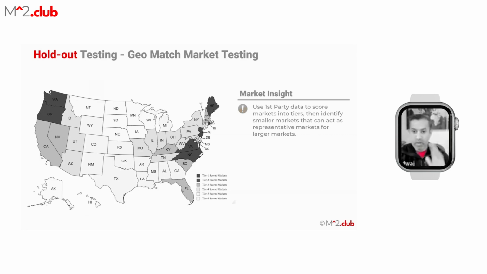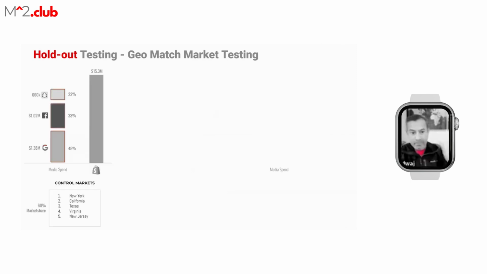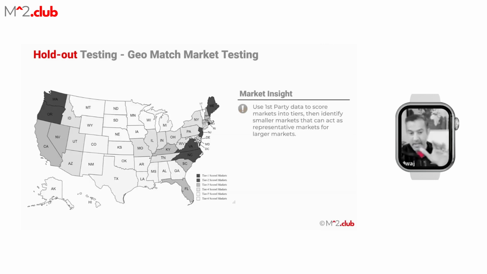Okay, now we're going to go through holdout testing. Holdout testing is also another word for incrementality test. We're holding out media. We're going to go through an actual sort of classroom example. All right, take this example. This is the control markets, right? We're going through this exercise, identifying the big markets.